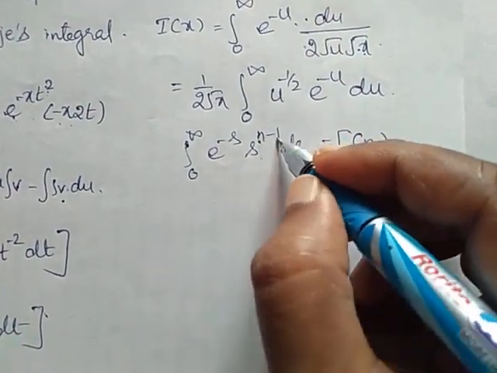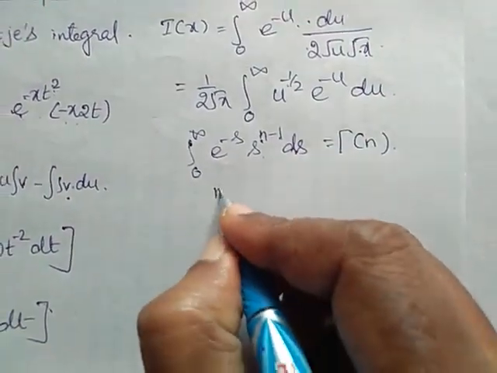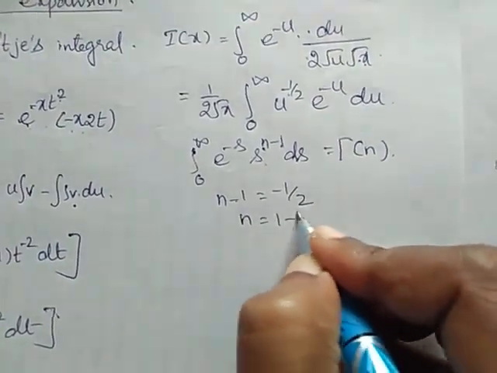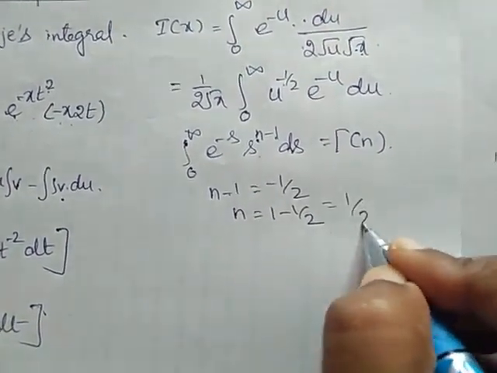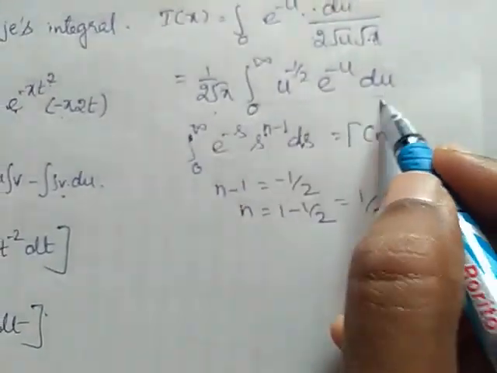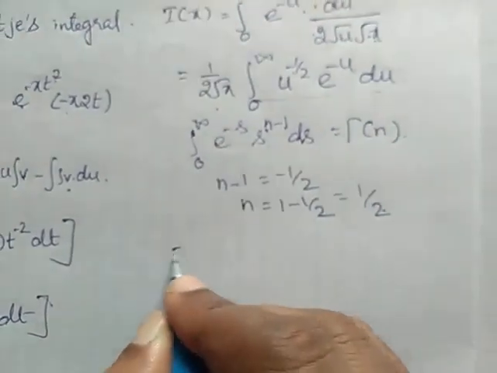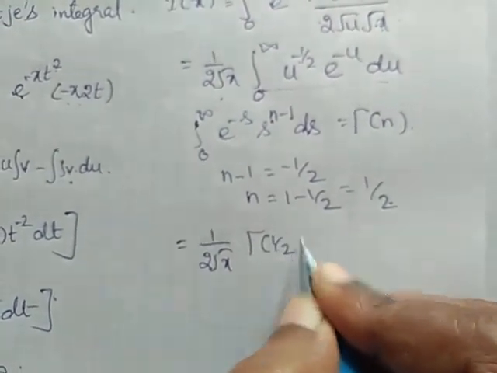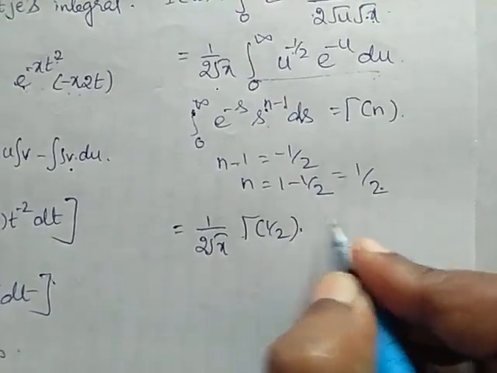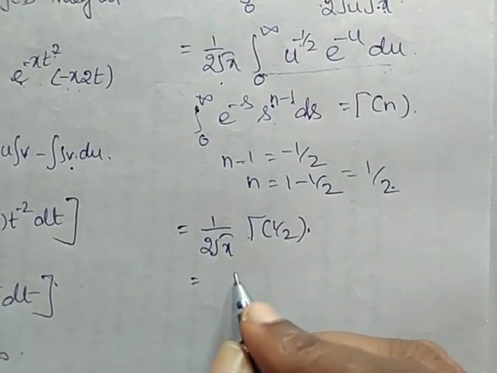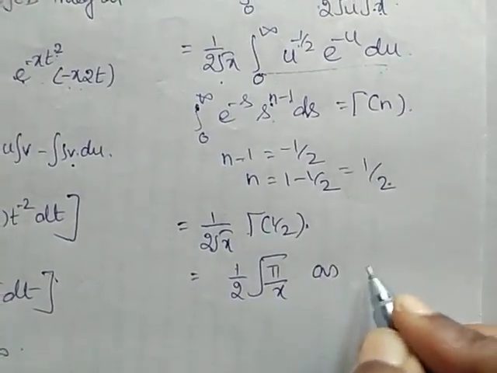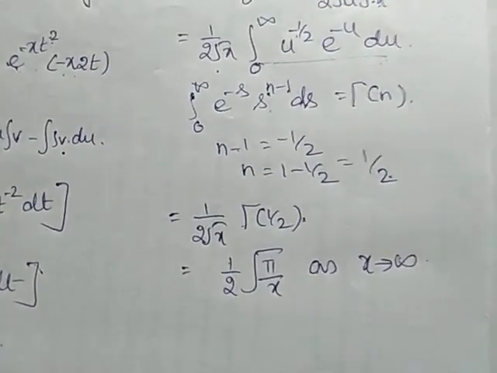So in place of n minus 1, we are having minus 1 by 2. So what is n? n is 1 minus 1 by 2, which is 1 by 2. So this value is gamma of 1 by 2. So we have 1 by 2 root x times gamma of 1 by 2. What is gamma of 1 by 2? Root pi. Therefore we will get 1 by 2 root pi by x as x tends to infinity.